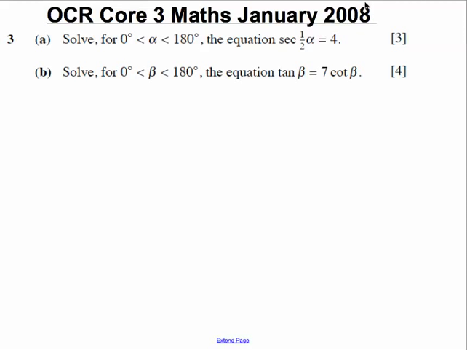Hi there. The following video will solve for us question 3 part A of the OCR Core 3 Maths January 2008 past paper. To start with, let's read out the question. Solve for alpha between 0 and 180 the equation sec of a half alpha is equal to 4.